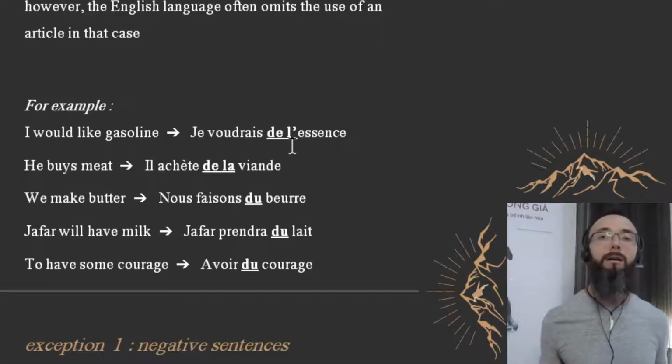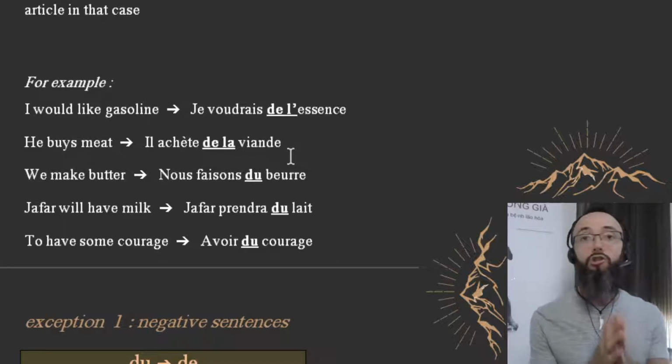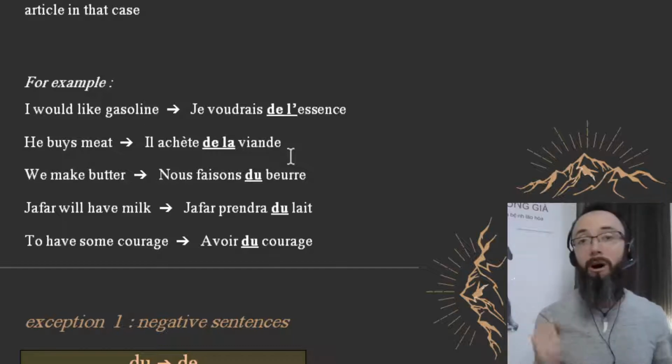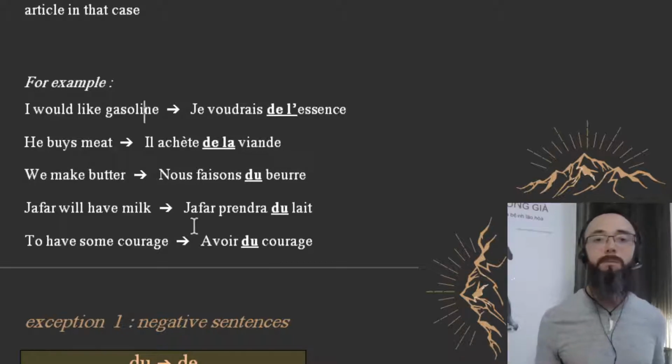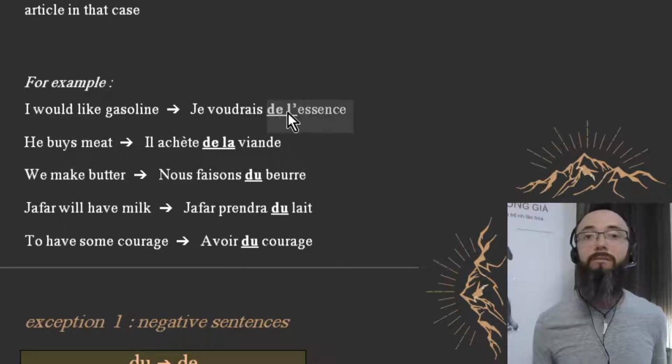Let's take a bunch of examples. I would like gasoline. Je voudrais de l'essence. We need to use a partitive article here, and sometimes it can be confusing because people might think, oh, I'm actually using an indefinite article. Of course, it's de apostrophe, but no. When you cannot quantify, when you cannot say, okay, I have 3 gasoline, it doesn't work like that. You need gasoline. It is an unquantifiable noun. Je voudrais de l'essence. So in that case, we have a partitive article.